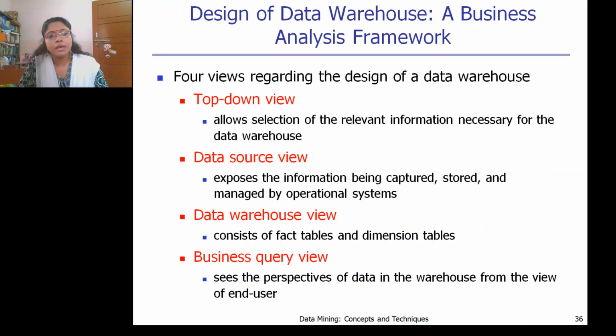These four views are very important for the design of a data warehouse. First one is a top-down view. It allows a selection of the relevant information necessary for the data warehouse. Second one is the data source view. It exposes the data information being captured, stored, and managed by operational systems. Third one is the data warehouse view. It consists of the fact tables and the dimensions. Fourth one is the business query view. That is, it sees the perspective of data in the data warehouse, from the end user perspective.